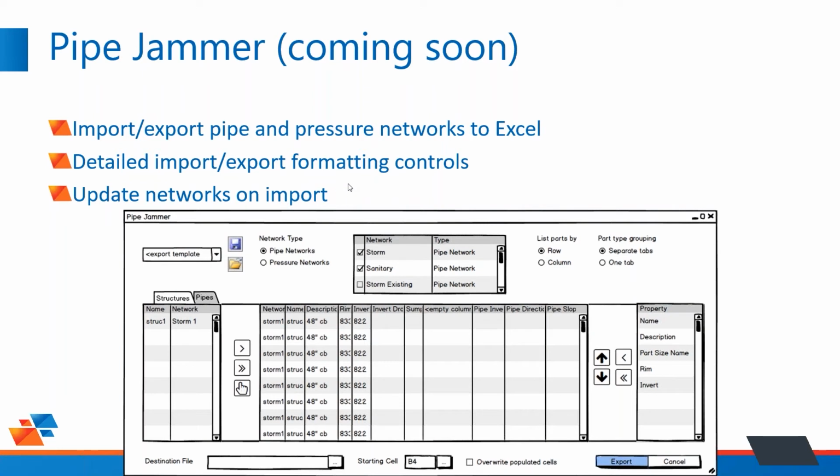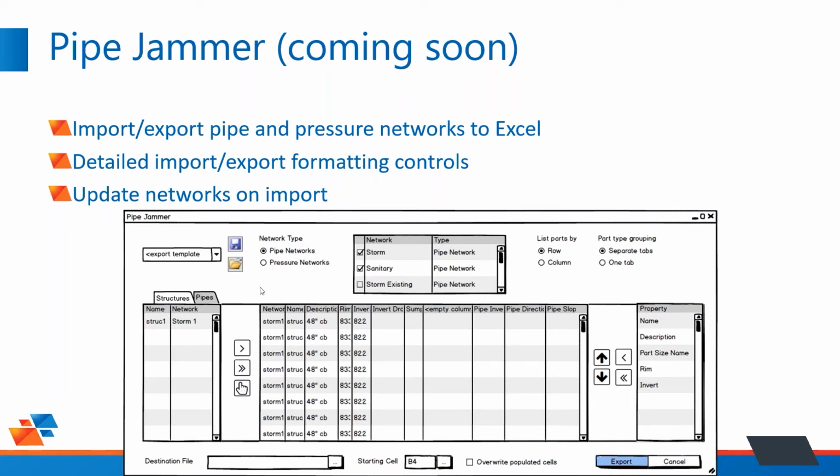One of my jobs is to design these interfaces, and so I wanted to show you a mock-up of what this is going to be. We're going to be able to choose different networks. We're going to be able to list parts by row or column. We can be grouping by part types or not. Down here, we're going to have a list of all the parts. We can drop them into our list to be exported. And over here, what properties will come from those parts. It's a very intuitive interface where you can press and drag and use these arrows to develop your export.